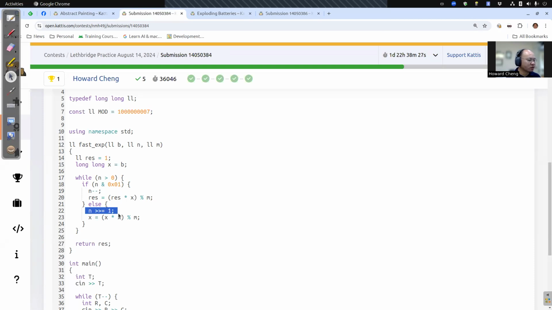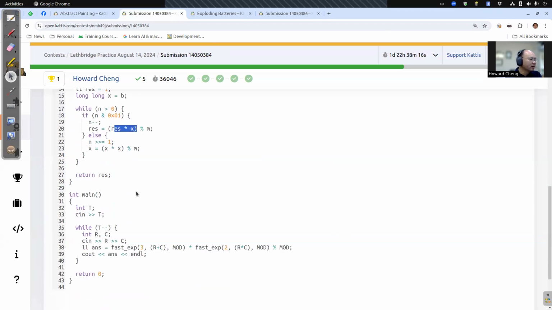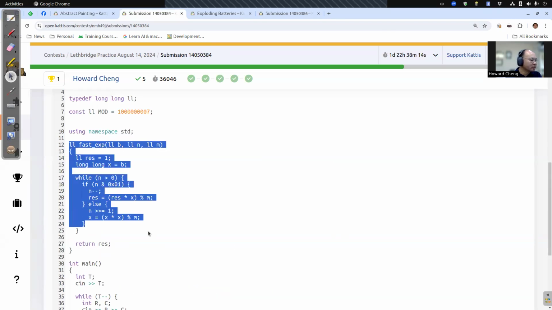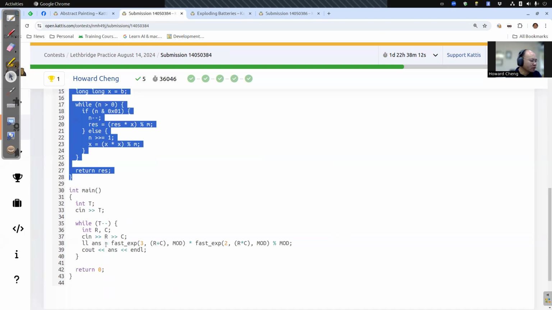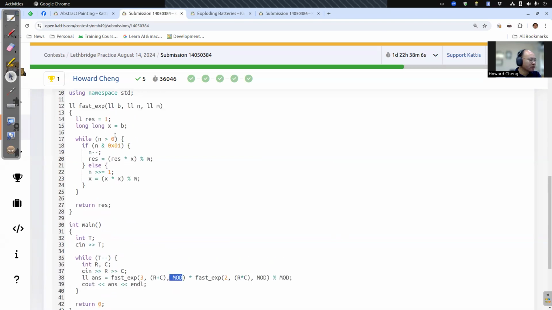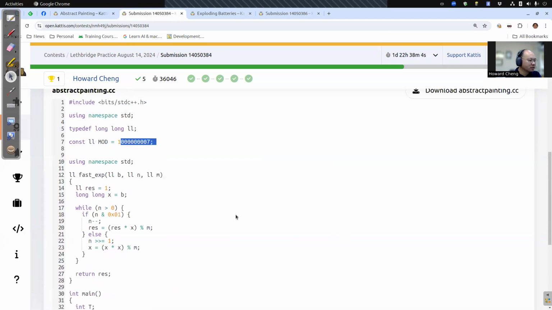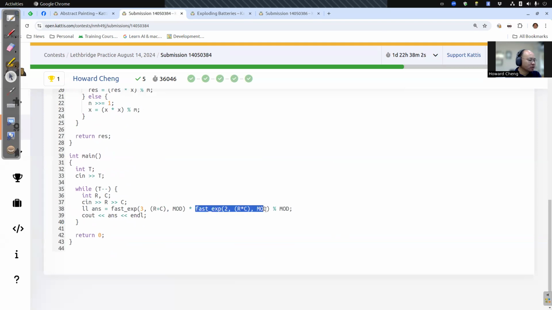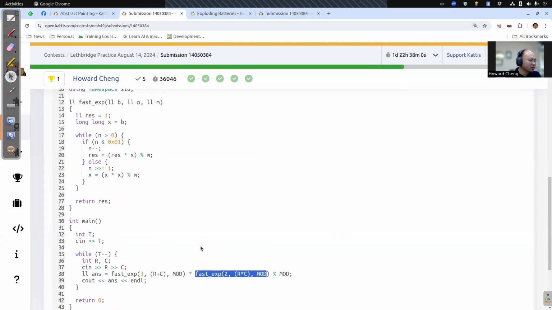That is a right bit shift by 1 bit, so that's the same as divide by 2. And if it's even, you square things. Otherwise, you multiply something in. Anyway, either you write your own or you copy mine. Doesn't really matter. But the point is that the answer is just 3 raised to the power of r plus c mod m, times 2 to the r times c.